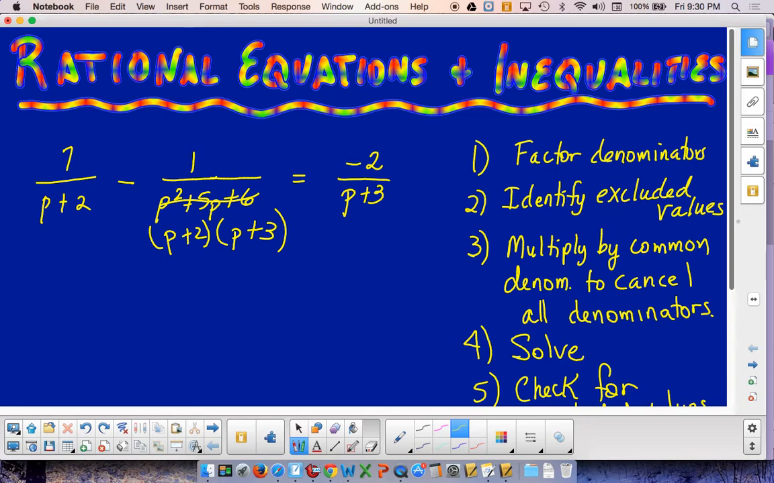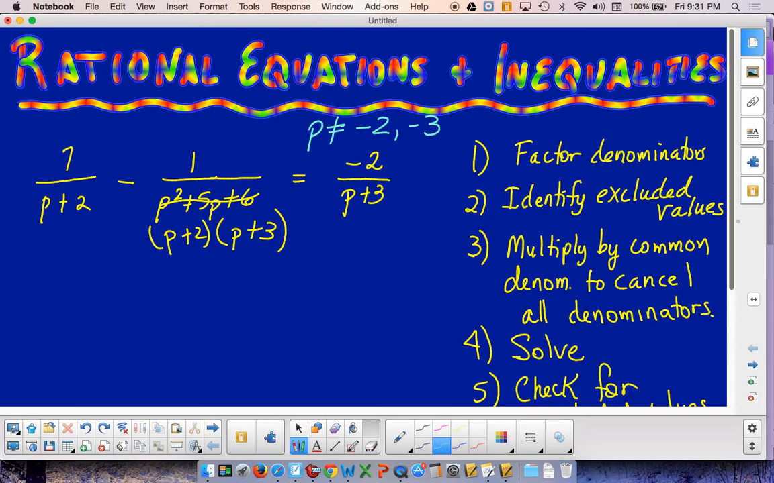Now, this second step doesn't have to be done now, but I find that if I don't do it now, I forget to do it totally. So, what are the excluded values? What numbers cannot be solutions because they make this expression undefined? Anything that makes the denominator undefined is going to be an excluded value. So what makes p plus 2 equal 0? Well, of course, negative 2. So therefore, negative 2 cannot be a solution. Same way, p plus 3 would equal 0 at negative 3, so it also cannot be a solution, and those would be our excluded values. When we get done, we cannot have either of those as an answer.